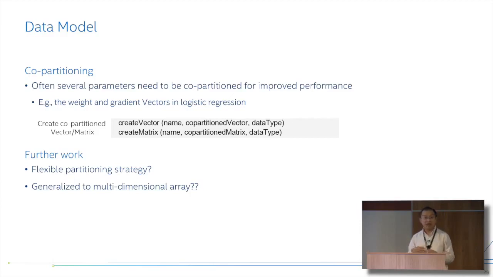Of course, there are a few other areas we are trying to investigate. For instance, it's probably important to add a flexible partitioning strategy. One particular example is a use case where it seems important to partition the parameters together with the data, which allows you to reduce network communication and so on. And also, one particular question we are trying to answer is, in addition to the vector and the matrix, is it useful to support more general multidimensional arrays?